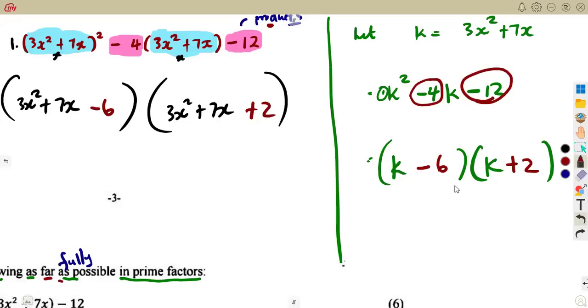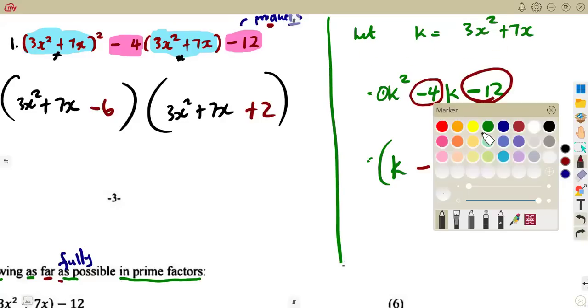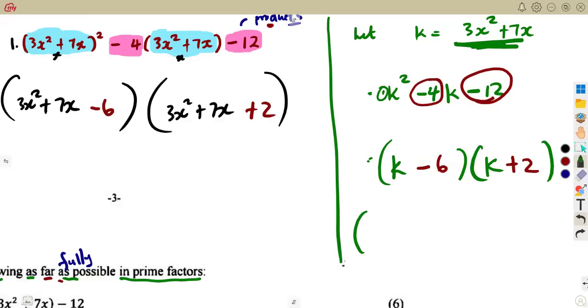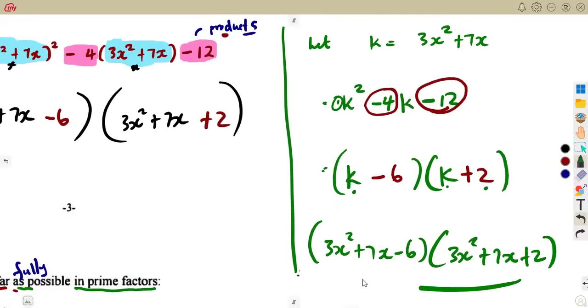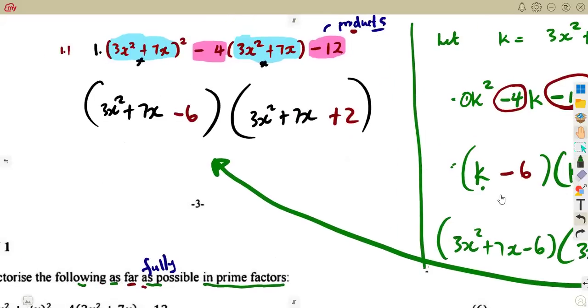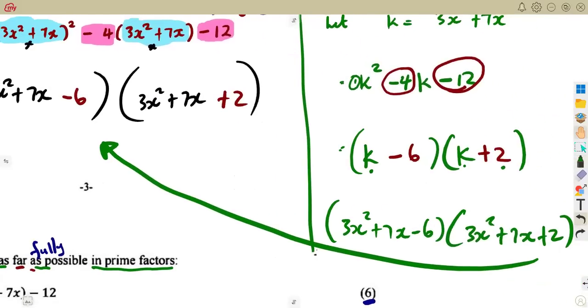But remember, this is not a factorization for k where you're going to leave your answer like this and underline to say it's done. No. Remember, we said, let k be this. It is us who have to introduce this part. So we must bring back the x part in place of k. So it will be this one, which is 3x squared plus 7x minus 6. Here we do the same thing in place of k. We substitute the 3x squared plus 7x, plus the 2 that is here. So this is exactly what we had here. These are the exact brackets that we had.